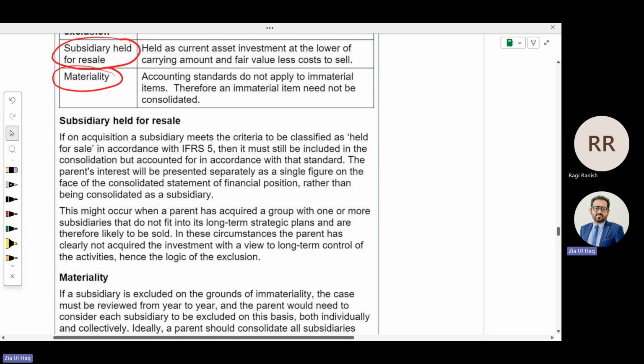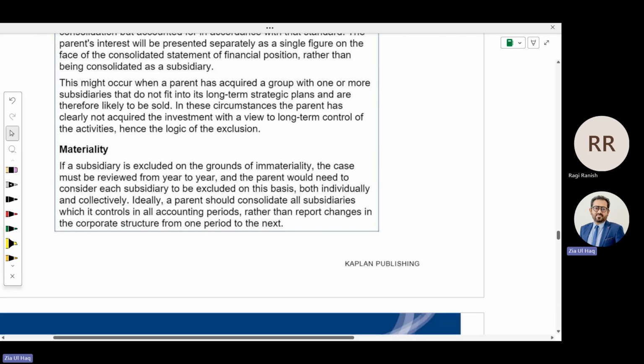Subsidiary held for resale, IFRS 5. So you need to provide separate disclosure. Materiality: if subsidiary account balances are immaterial from the financial statement point of view, meaning a very small amount, that doesn't affect the decision of any user, you can exclude from consolidation.